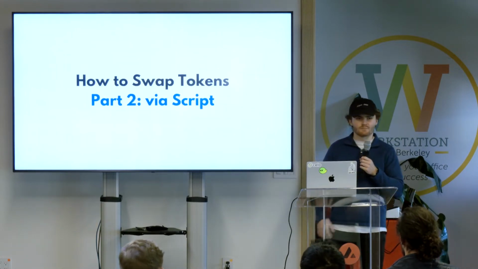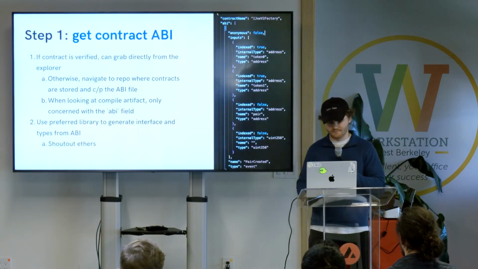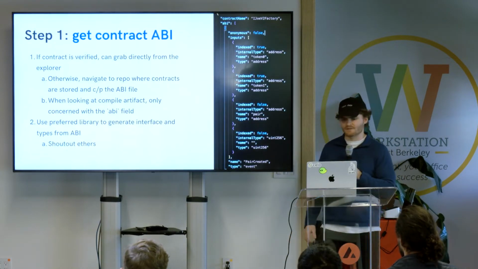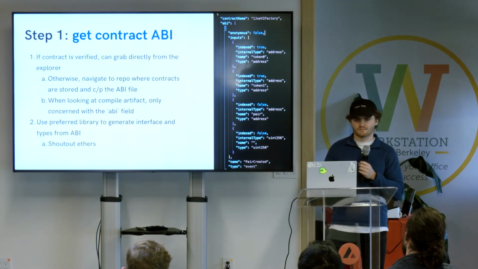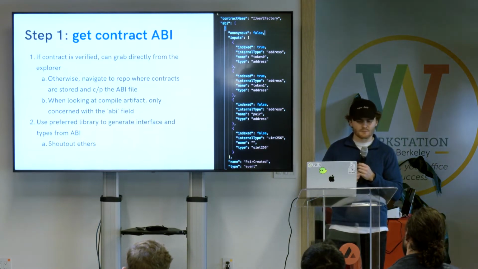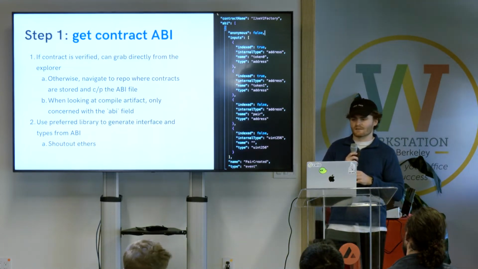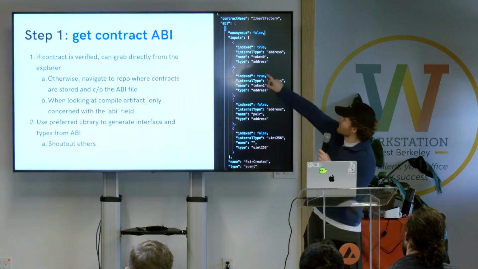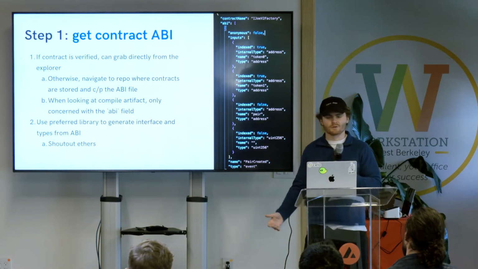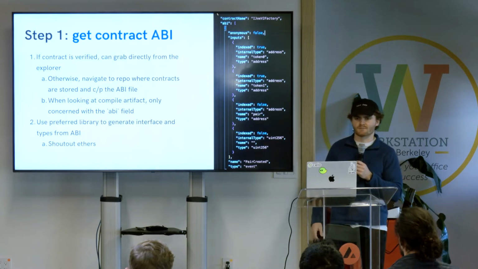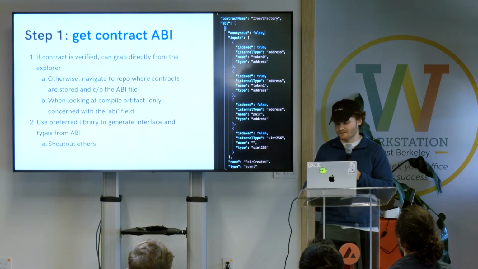The next one would be programmatically or through a script, like if you want to write your own custom UI. The first step here is to grab the contract ABI. If it's verified, this is pretty easy. You can just grab it directly from the Explorer. Otherwise, you're going to have to navigate to wherever the source code is and grab that little ABI object. And then from there, if you are using TypeScript, you can easily generate typings for that contract using some library like TypeChain.